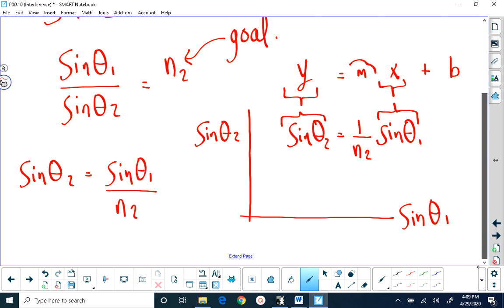So you should be able to figure out what to do with your slope to find the index of refraction. I hope that helps. You may have to watch it again and think about it again to really make it gel in your head, but I think that made sense.